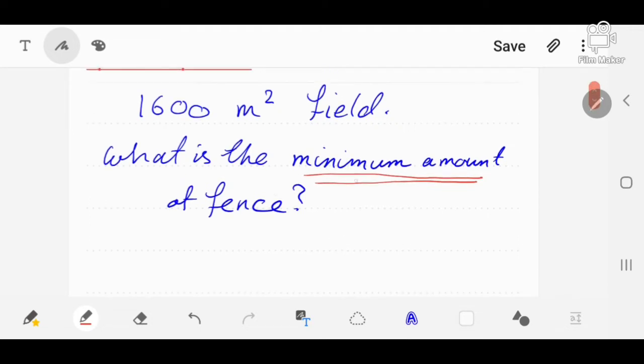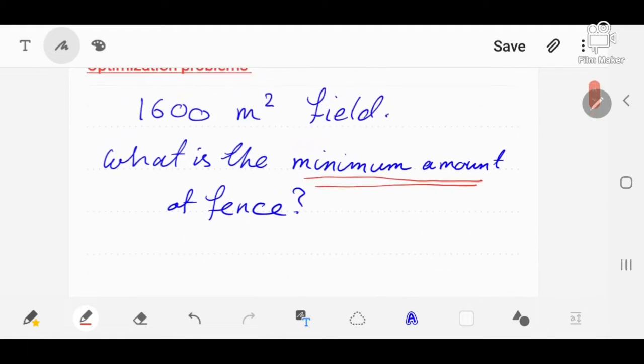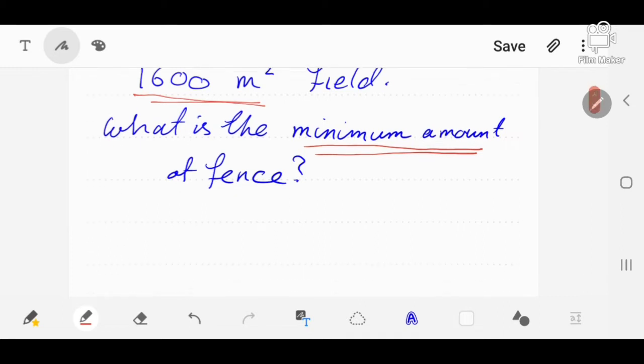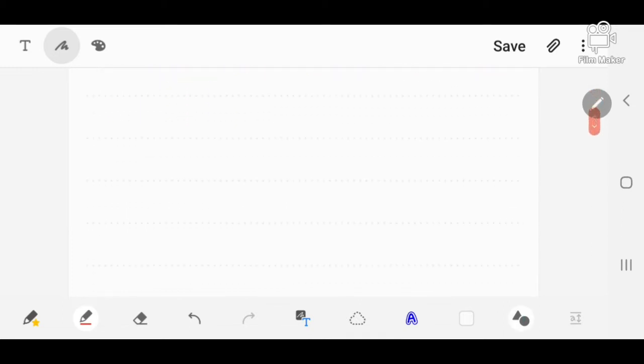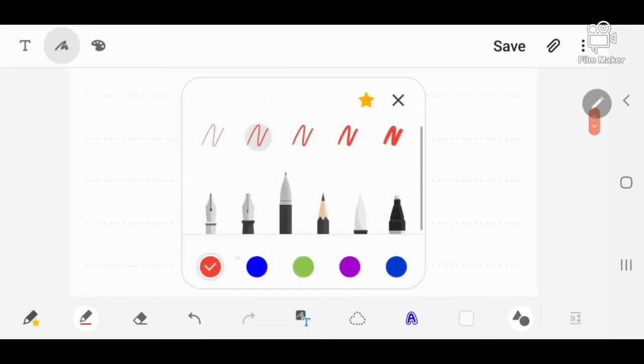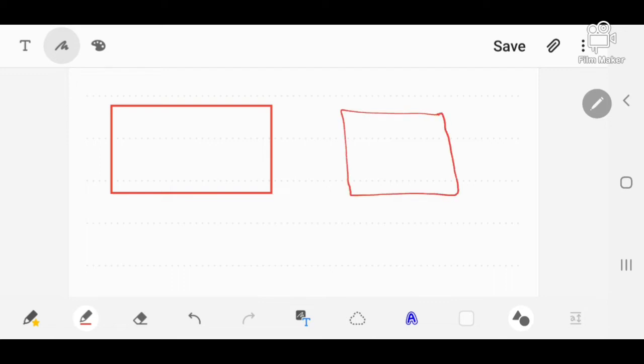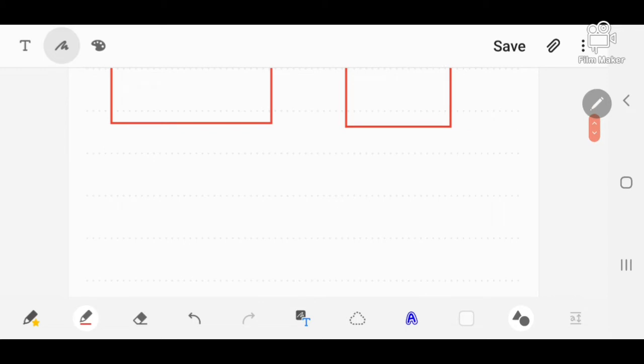As you know, fence needs money, and the amount of fence that I'm going to use will cost me money. So I need to know how much exactly I would pay and what the best dimensions are that I can use to fence my required area, which in this case is 1,600 meters squared. You may come up with some suggestions, like this one, or this one, or this one.